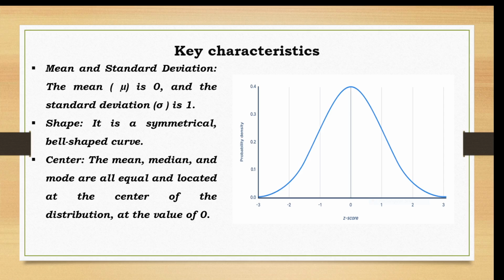Key characteristics. When you look at this curve, first of all, let us look at the center of the distribution. The center of the distribution is the mean, the median, and the mode. They are all equal and located at the center. However, in the case of the standard normal distribution, the mean is 0 and the spread, which is the standard deviation, is 1, 2, or 3.